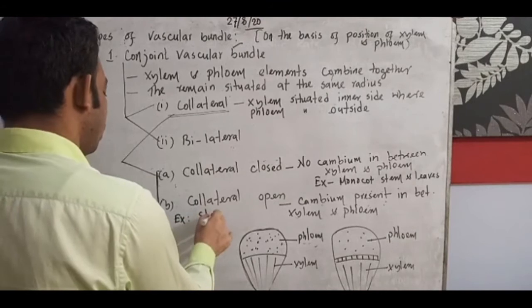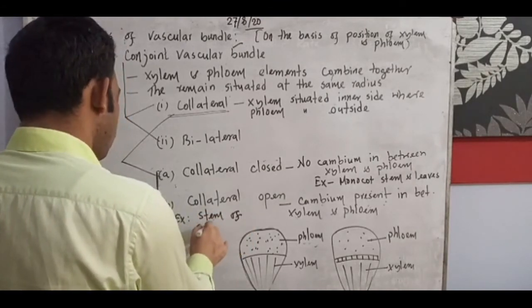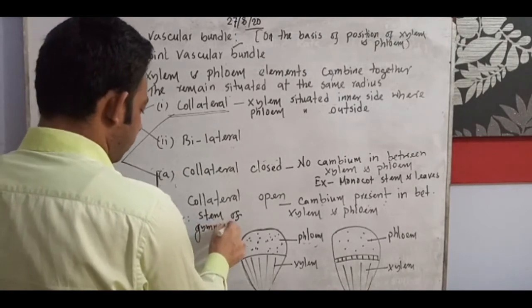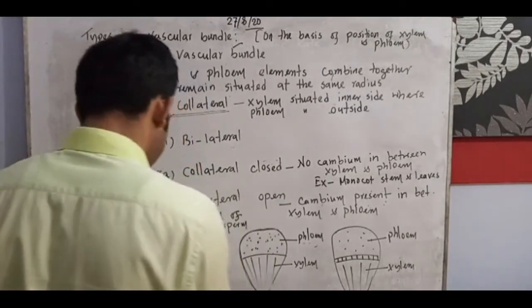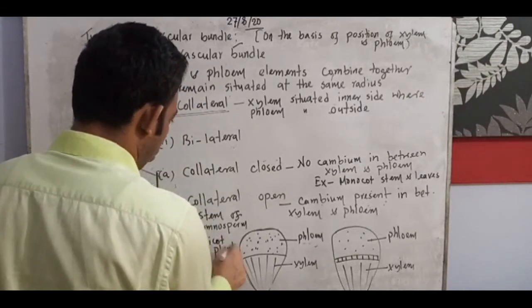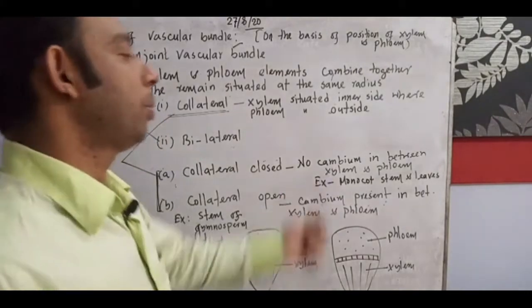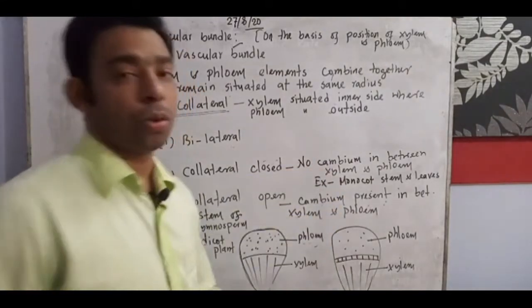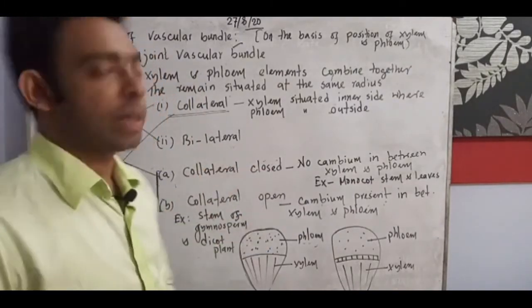The stem of gymnosperm and dicot plants. In dicot plants we have seen the collateral open vascular bundle, and in the case of the monocot stem and leaves, we have seen there is no cambium, so it is the collateral closed type of vascular bundle.